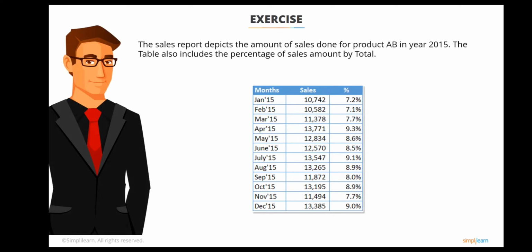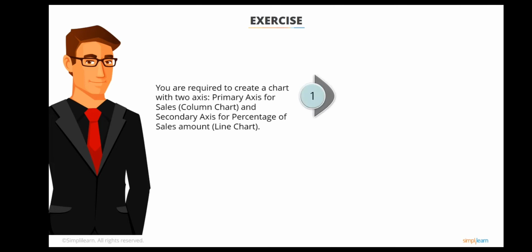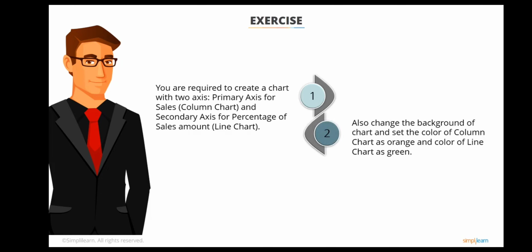The table also includes the percentage of sales amount by total. You are required to create a chart with two axes: primary axis for sales, column chart, and secondary axis for percentage of sales amount, line chart. Also, change the background of the chart and set the color of the column chart as orange and the color of the line chart as green.